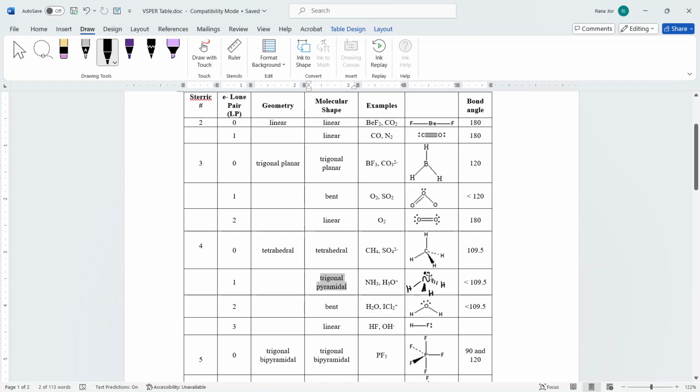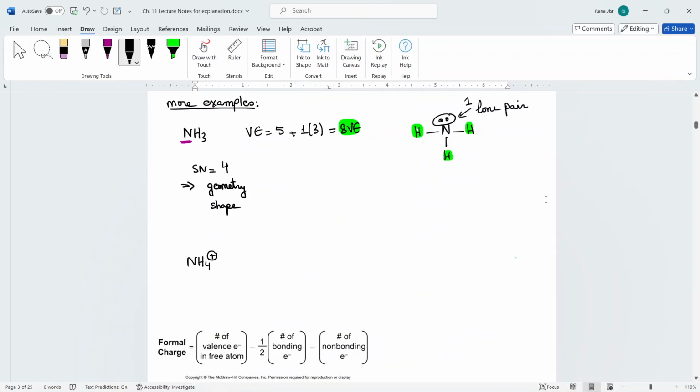And notice the presence of the lone pair, what did it do to the bonds? It squished the bonds. So the bond angle now is going to be less than the ideal bond angle, which is 109.5, because it's still tetrahedral. But because of the presence of the lone pair, it needs room, so it's going to squish the bonds. And this is how you represent it. This table, you're going to have in the exam, so you can bring it in the exam.